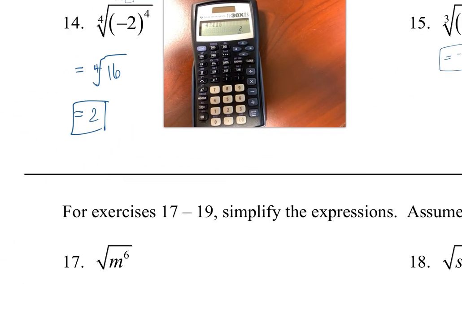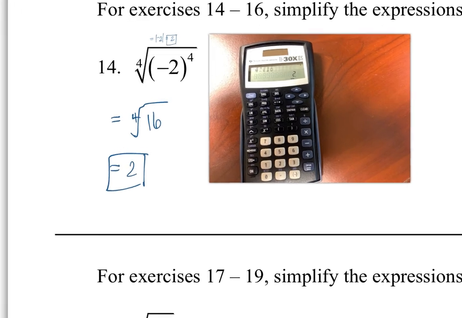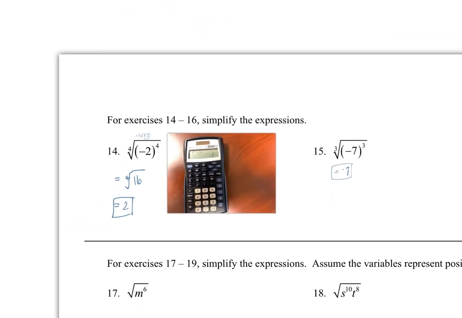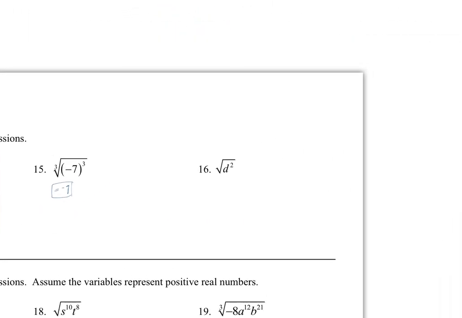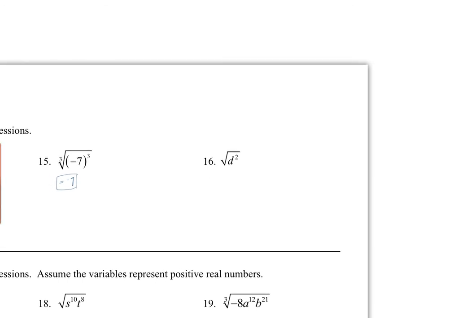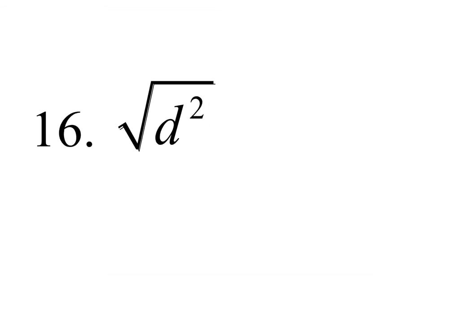Okay, so right here we had a cube root undoing a cube. Right here we had a fourth root undoing a fourth power. And now we have a square root undoing a square. This is a square root. The index is 2 because it wasn't written there. And this one you can't put in your calculator, it's a variable. But the same principle applies. The square root undoes the square. So our answer is the absolute value of d.